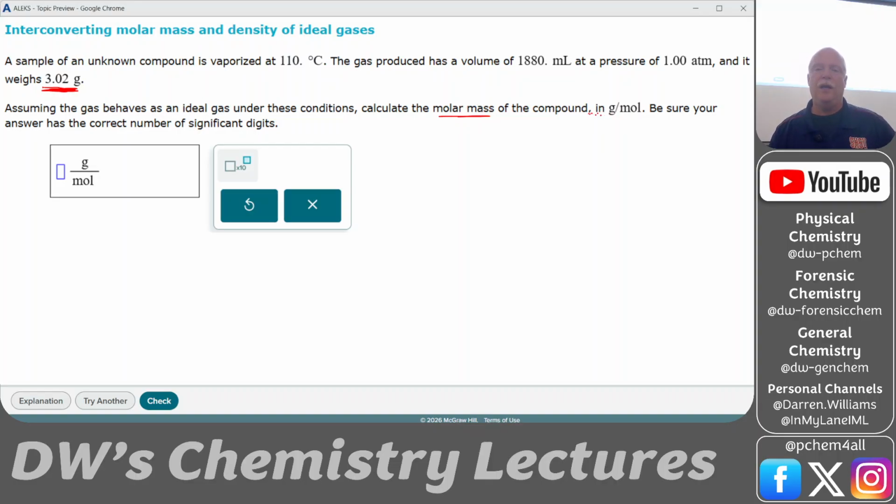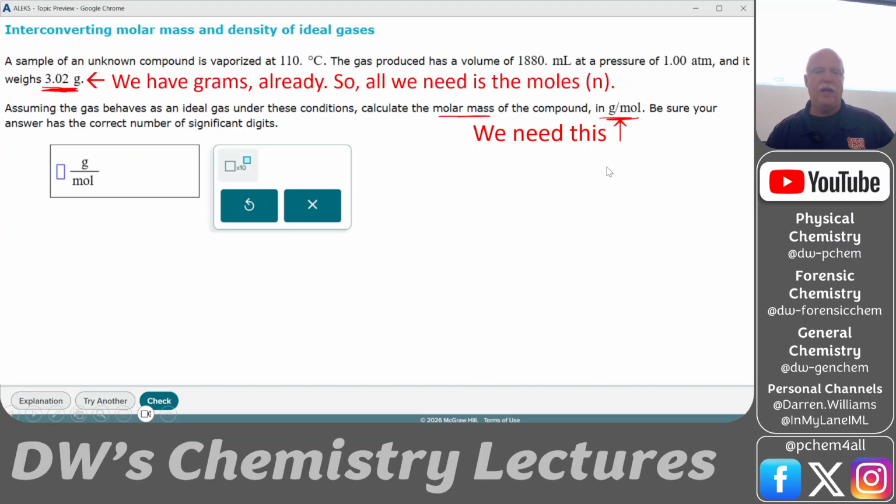In grams per mole. Okay, so we need grams per mole, and we've got grams already. So we need to solve for the number of moles. That's the connection to the ideal gas law. We need n. So we're going to take the mass and divide it by the number of moles, and we'll get the mass per mole. Okay, so let's find the number of moles. So we need to solve for n.